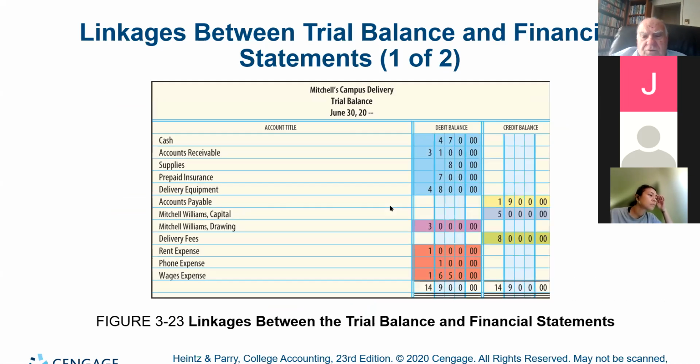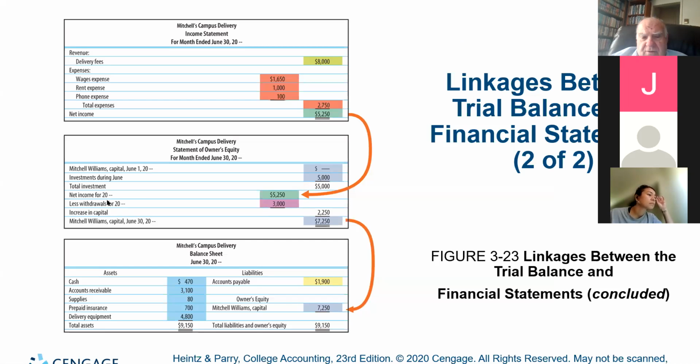But what we don't copy is the capital from here, and we don't copy the drawing. When I say copy, what we post is the new balance. And that is how the trial balance turns itself into financial statements.